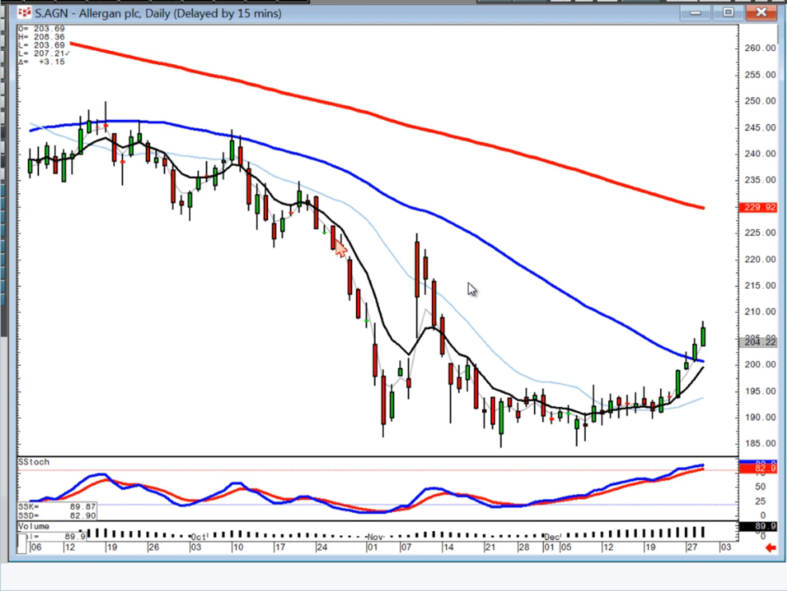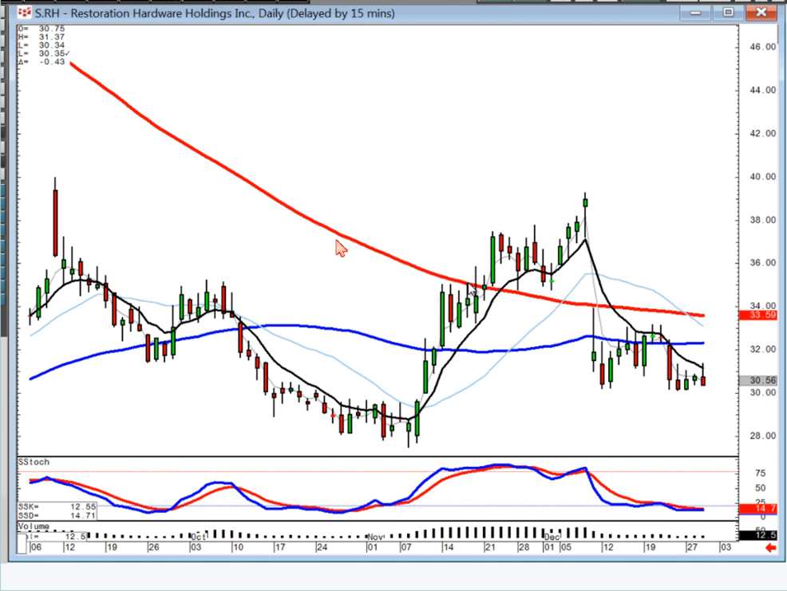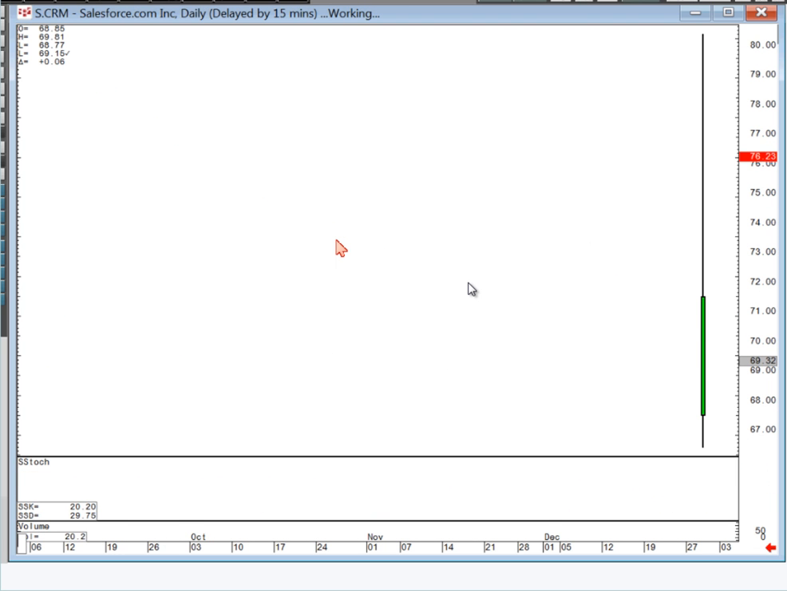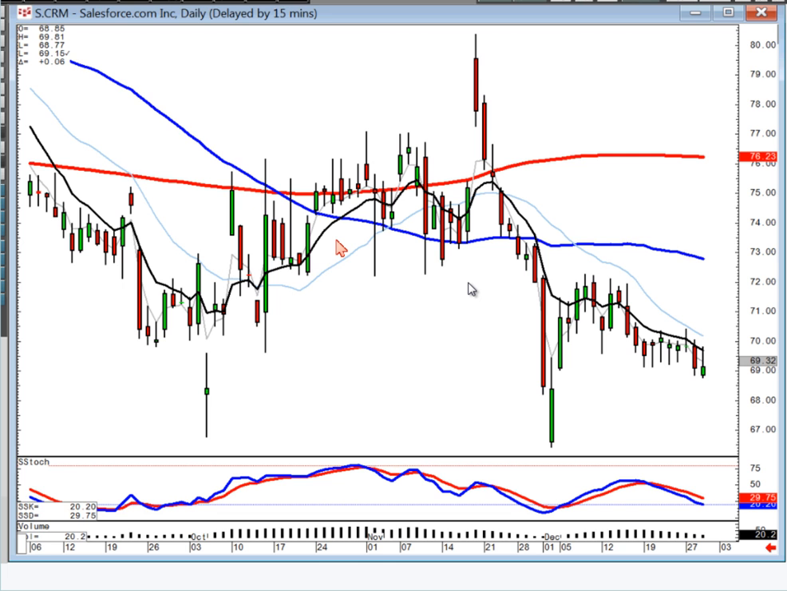AGN, stay long, coming out of a nice fry pan bottom. Restoration Hardware, nothing here. If you're short, you stay short, but I'd use the T line as my stop. I wouldn't want to see it come back up through that level again. Salesforce, stay short, nothing here.